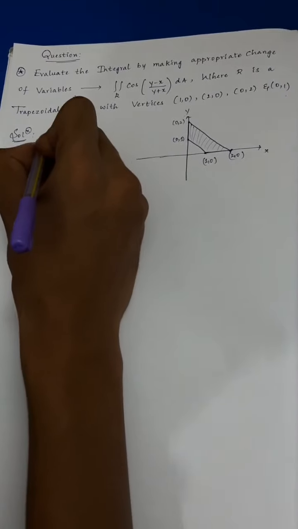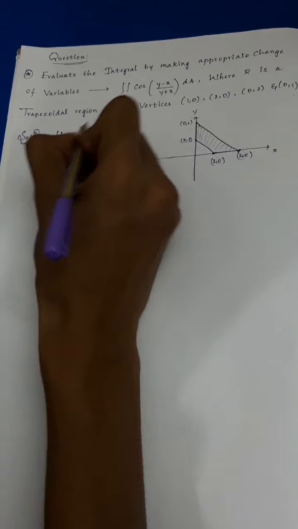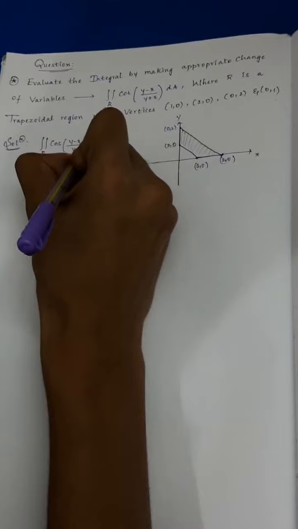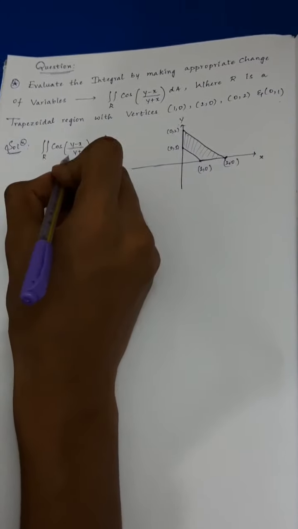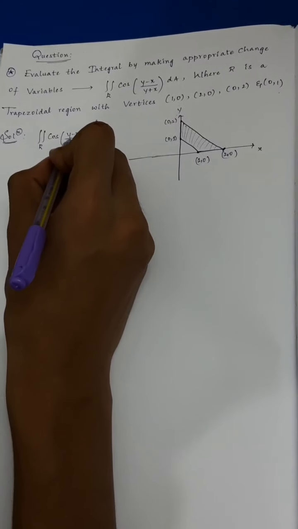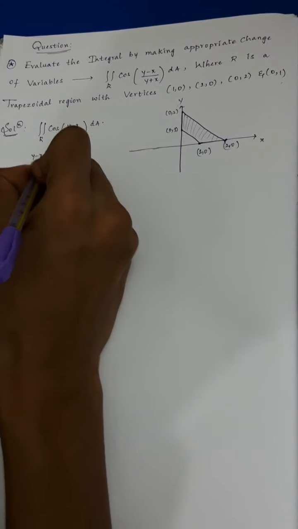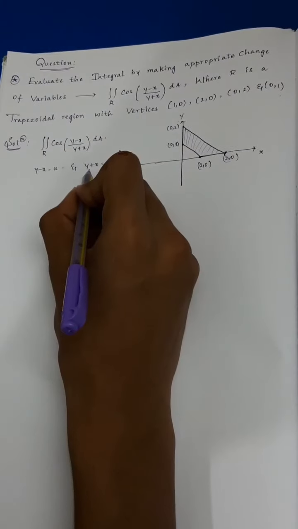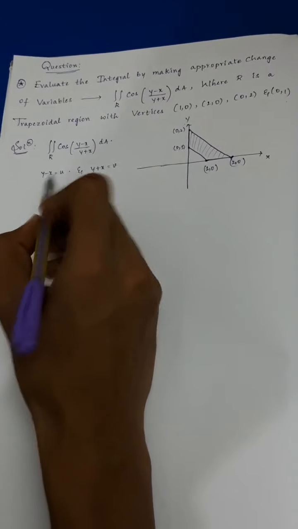So as asked in the question, the double integral of cos((y minus x)/(y plus x)) dA. Here we need to change these xy variables into some other variables. Let us take y minus x equals u, which is one of the variables, and y plus x equals v, the other variable. So we are taking the variables to our own convenience.